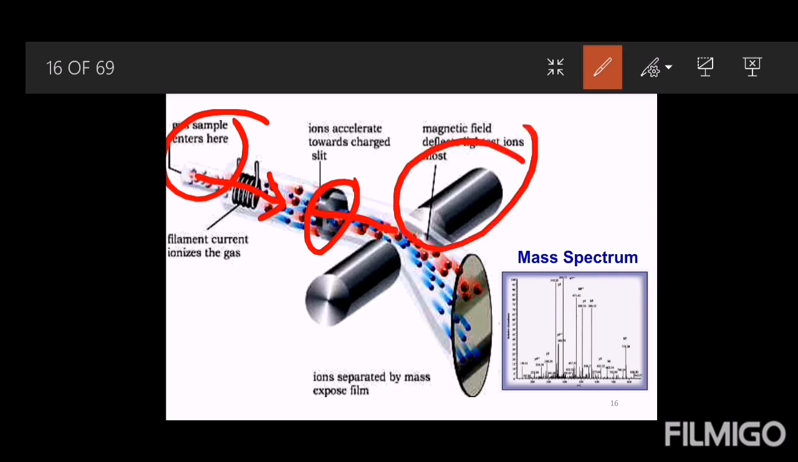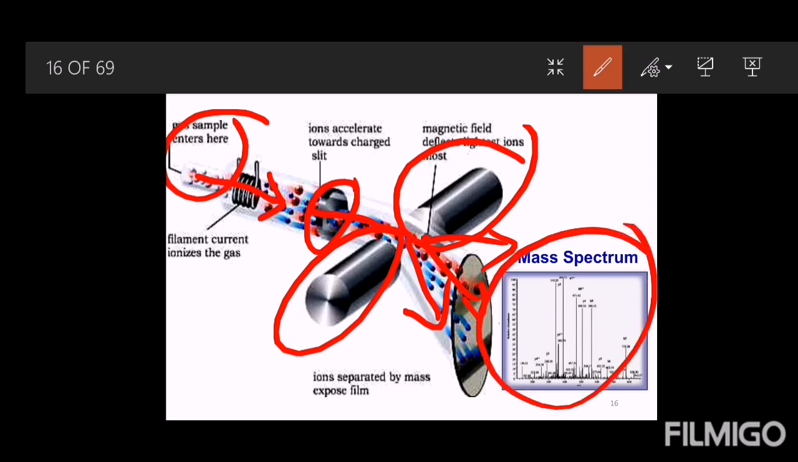Alright, and then the magnetic field deflects the ions, the lightest ion most. So ions are separated by mass in the magnetic field, and then at the end we will manage to get the mass spectrum. Based on their mass, we can identify the element, something element from the periodic table, up to you. All right, okay, so we go to the next slide.